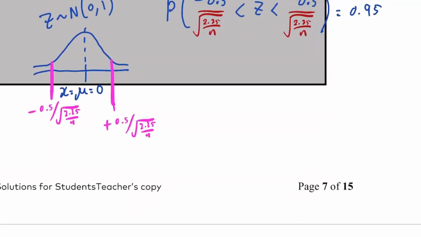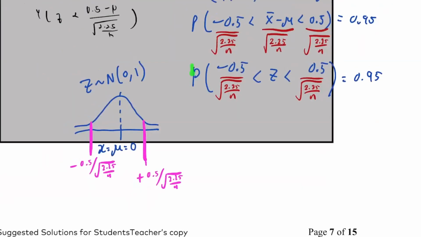Then what do we want? We actually want to find the probability that's in between negative 0.5 over whatever to positive 0.5 over whatever. That just means we want the area under the curve in between those two boundaries, which is this guy. And we need this to be 0.95. Right? Then from there, we can just inverse norm.